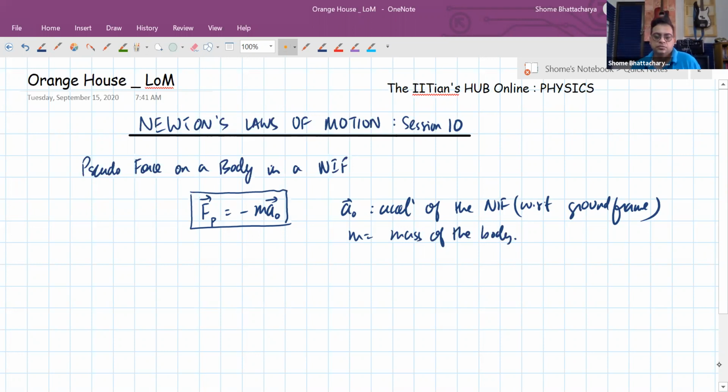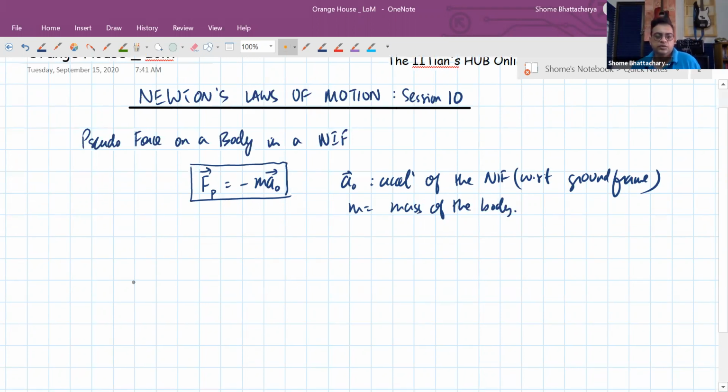Okay, so today we'll start with another example of that. In fact, we'll start with an example very similar to the last example we had done in class, but extending the concept of that a little bit further.